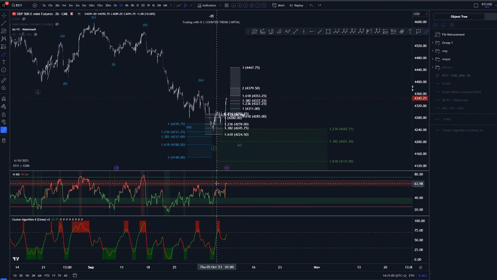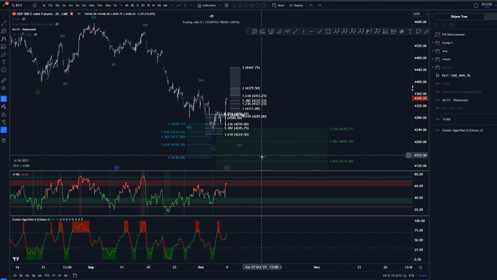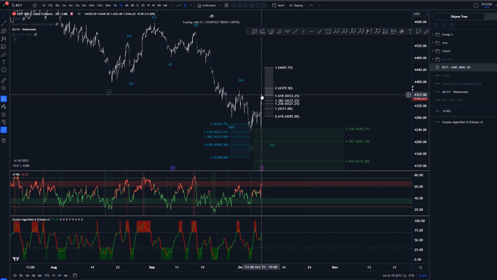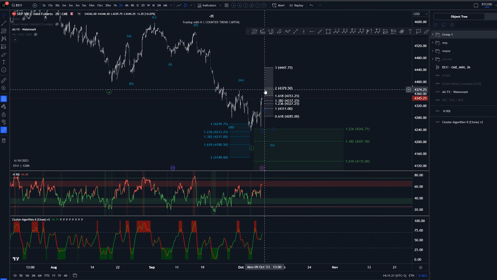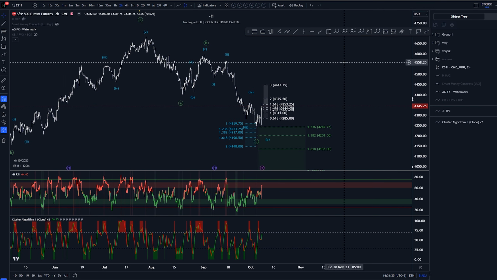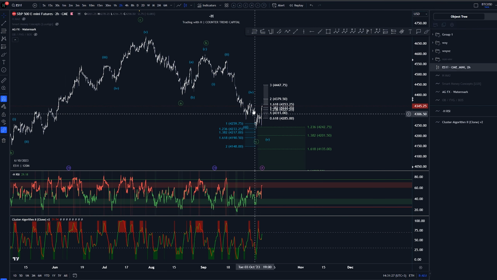We are getting current divergences already. So again, that should be no problem for that to happen again, as we have already created that divergence. So again, a continuation to the downside is very much of a possibility. I've already taken a short here and just above the highs here as my stop. But yeah, I'm expecting a potential one more low.